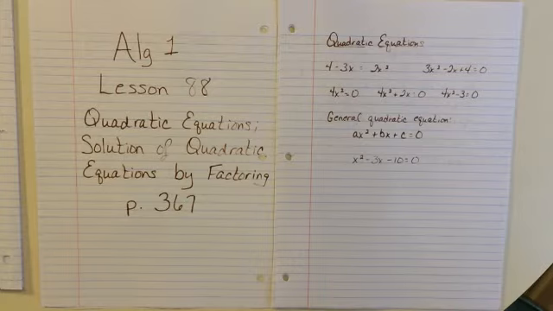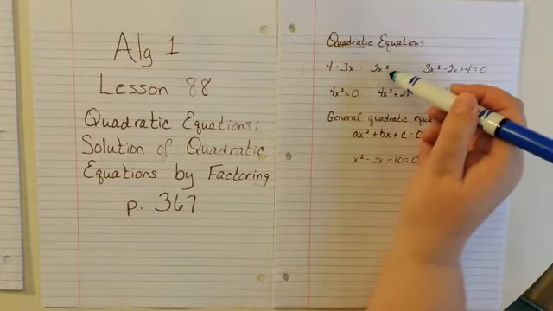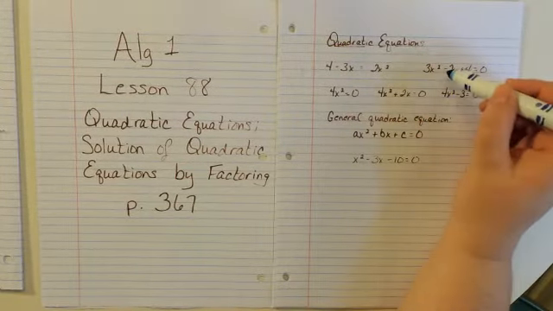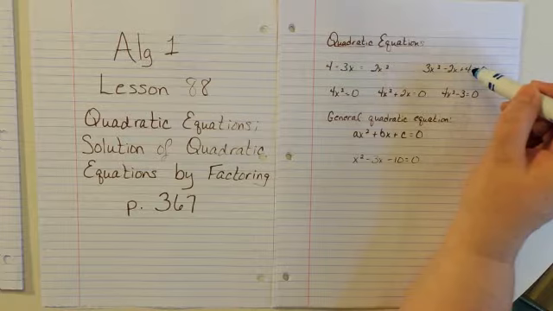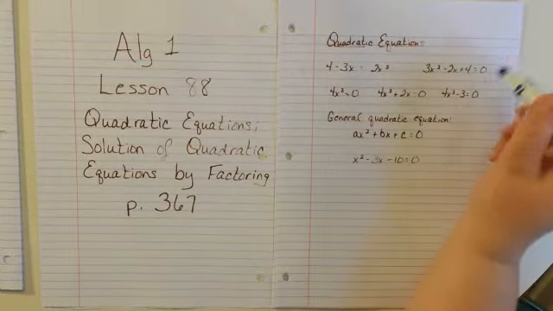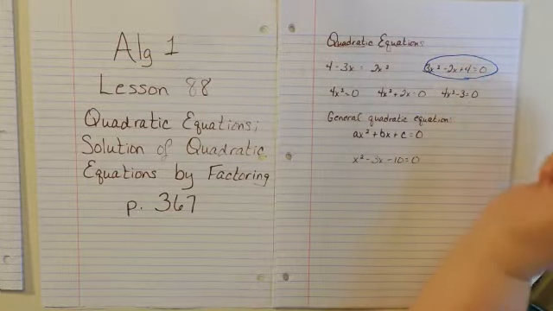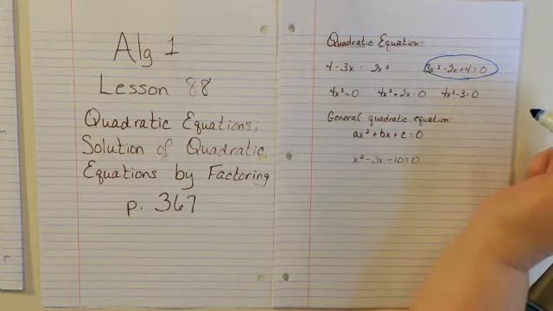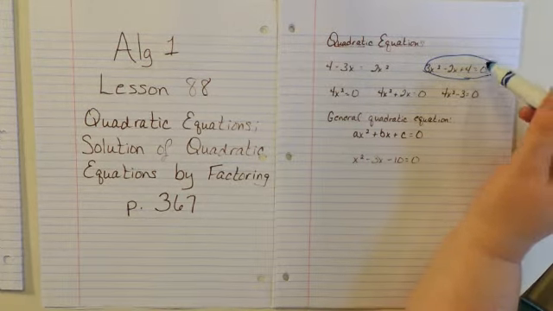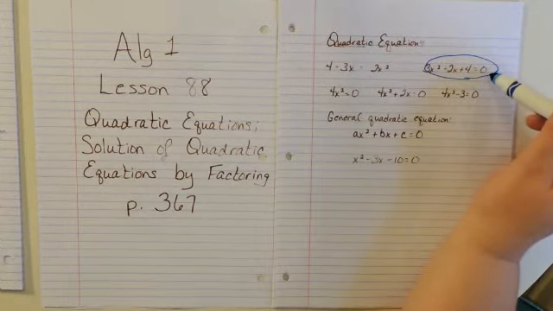Quadratic equations are second-degree polynomial equations. For example, 4 minus 3x equals 2x squared, or 3x squared minus 2x plus 4 equals 0. This is actually the standard form for quadratic equations. So when we're working with quadratic equations, we need to start by getting them into this form.